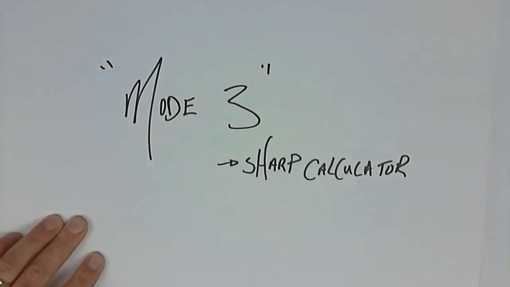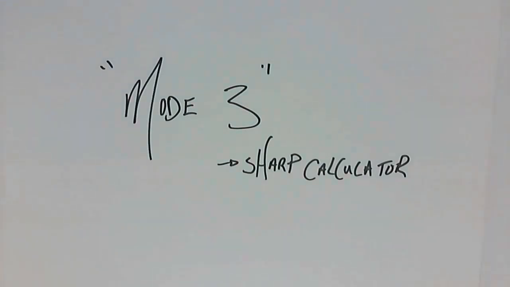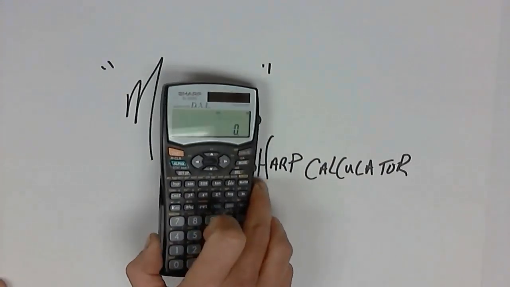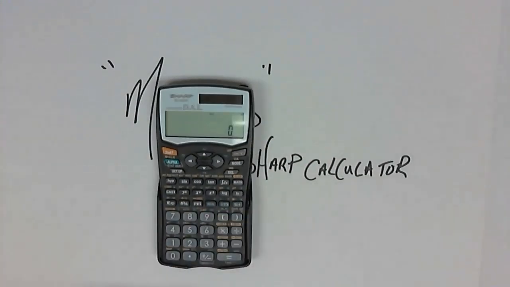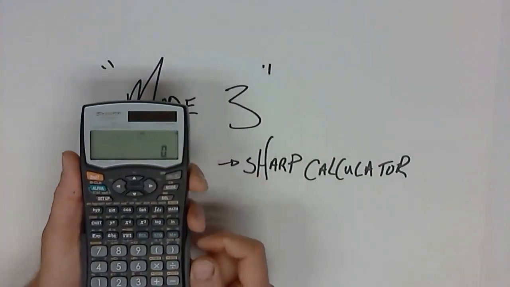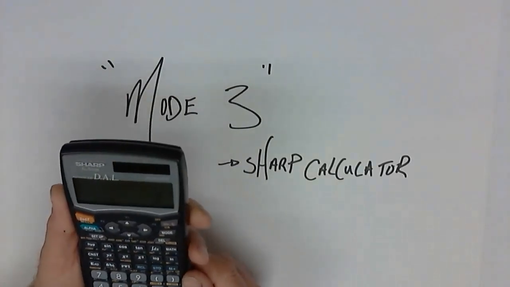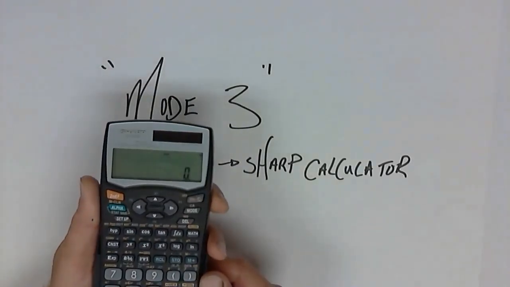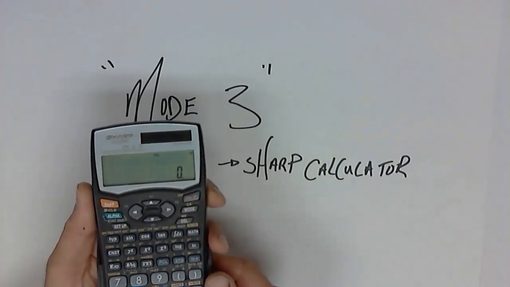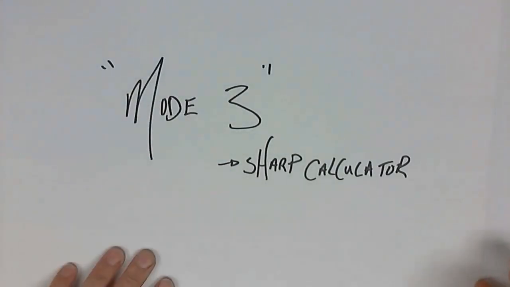Mode 3 is going to be used on calculators that are Sharp. So mode 3 is for a Sharp calculator, and it's not every calculator that's going to be able to accomplish this. Now I've got an older calculator that I can use this with. This is a Sharp EL520W. Really the 520W or 520 is what's of significance here. This calculator will allow me to shift to different modes. So let's take a look.